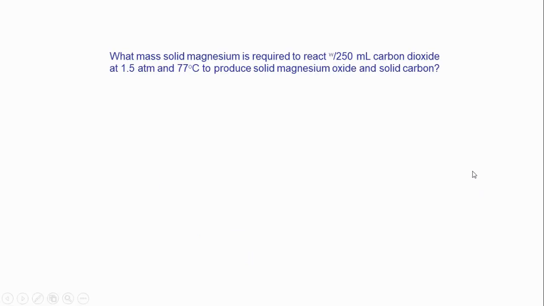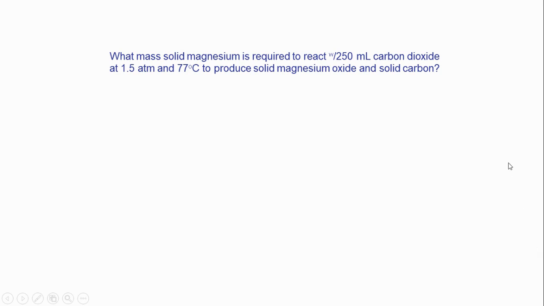So here we go. What mass of solid magnesium is required to react with 250 mL of carbon dioxide gas under these conditions? That carbon dioxide gas is at 1.5 atmospheres and 77 degrees Celsius. And a chemical reaction will proceed that will yield solid magnesium oxide and solid carbon.